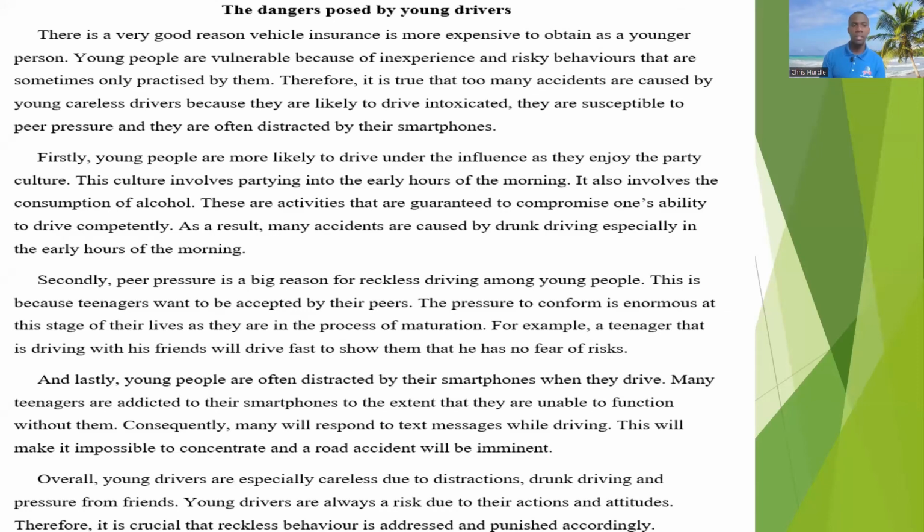Three, and lastly, young people are often distracted by their smartphones when they drive. So that's my topic sentence. Many teenagers are addicted to their smartphones to the extent that they are unable to function without them. Consequently, many will respond to text messages while driving. This will make it impossible to concentrate and a road accident will be imminent. Okay? So this will be explanations, right?